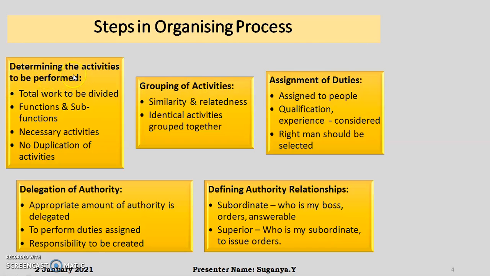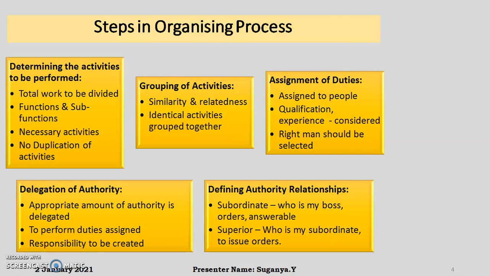As a manager, when I am going to begin the job of organizing, the first thing that I need to do is determine the activities to be performed. That is, first list out what are all the jobs to be done. Suppose, for example, I need to organize a birthday party. I should first list out all the jobs involved, right from booking the party hall, arranging for food, printing invitations, inviting the guests, decoration, video, audio, all these things.